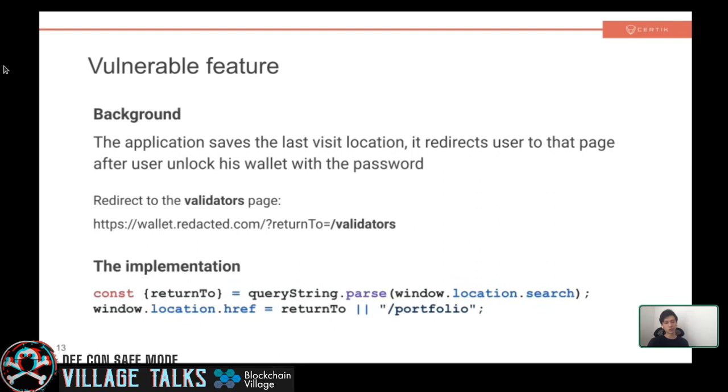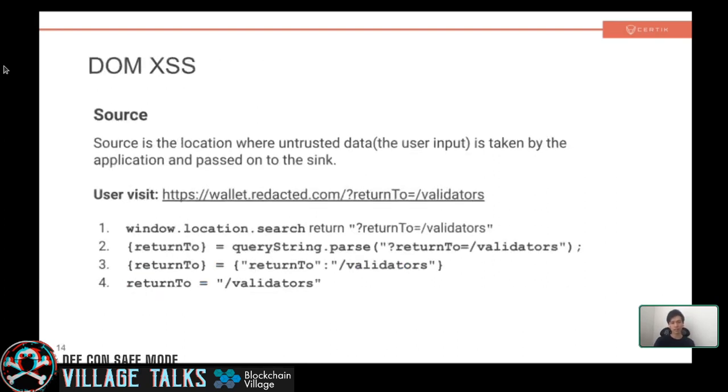And here's the code implementation. The returnTo object equals the parsing result of window.location.search, and the returnTo variable is passed into window.location.href. If you have some experience with web app testing, you might realize this might be vulnerable to DOM XSS, and that is the case.